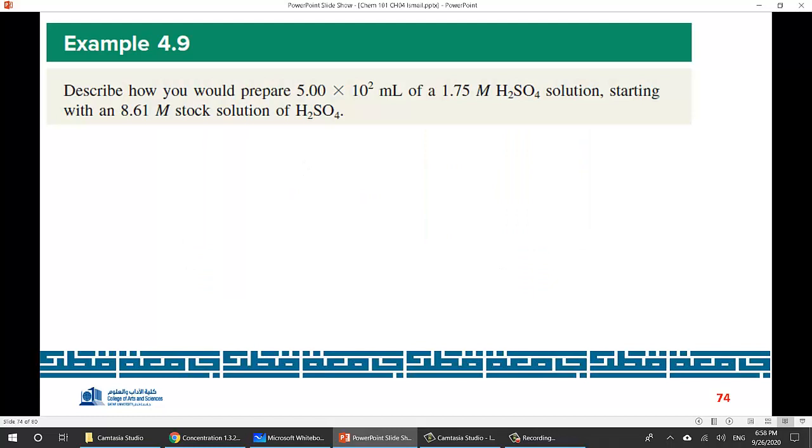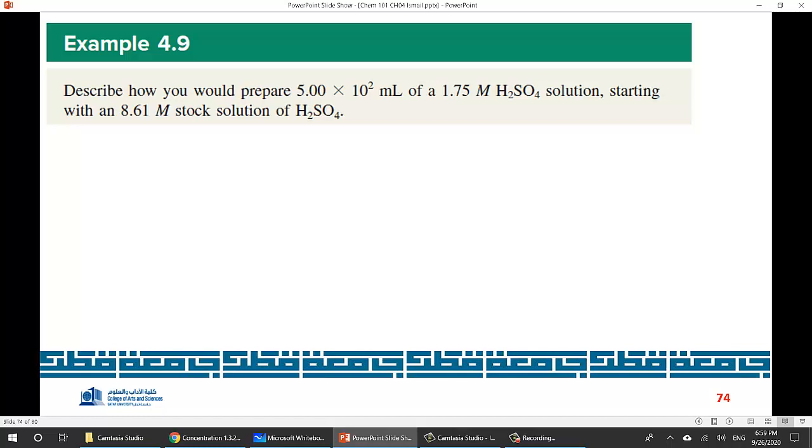So this question says, describe how you would prepare 5.00 times 10 to the power 2 milliliter of a 1.75 molar H2SO4 solution, starting with an 8.61 molar stock solution of H2SO4. This question looks like a dilution problem because you are preparing a solution from another, and it's the same compound, H2SO4. But the issue here is to determine which one is M1V1 and which one is M2V2.